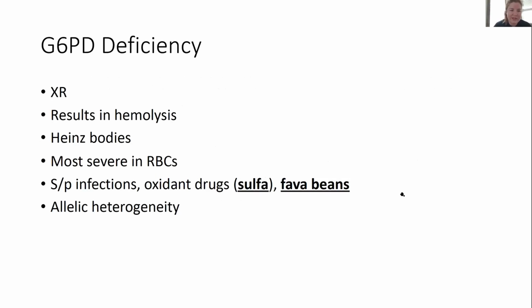So I actually put the big high yield stuff on one slide. It talks a lot about this in the PPP slides, but it also has its own DLA. Basically, it says the same thing. It's X-linked recessive. It results in hemolysis, Heinz bodies, you know, we talked about that. Most severe in red blood cells. Why is it most severe in red blood cells?